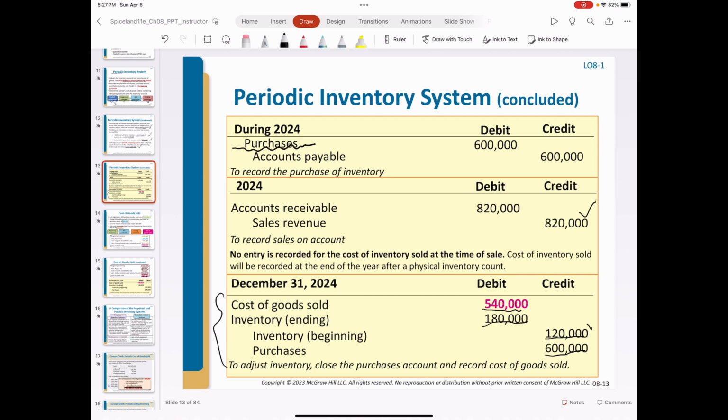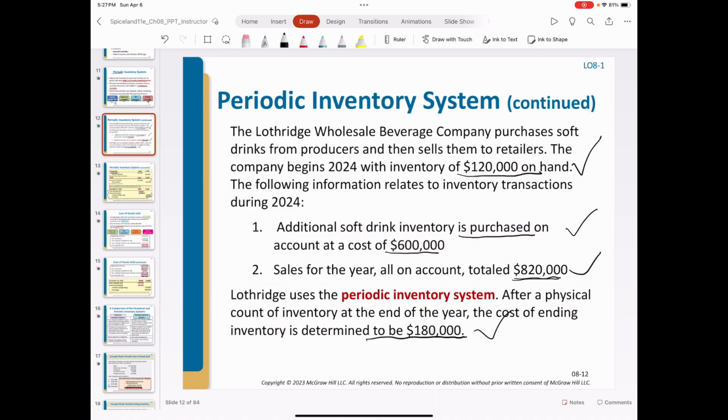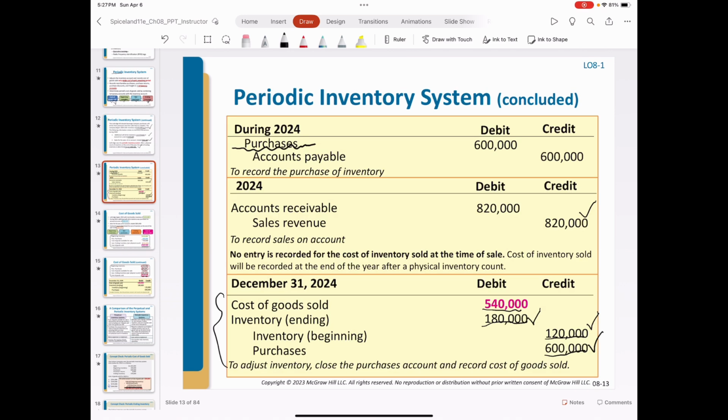Beginning balance 120 is given. Purchase 600 was also given. Ending balance of inventory is also available. We just need to calculate the difference, using the sum of beginning balance of inventory and purchase, subtract ending balance of inventory. The difference is cost of sales.